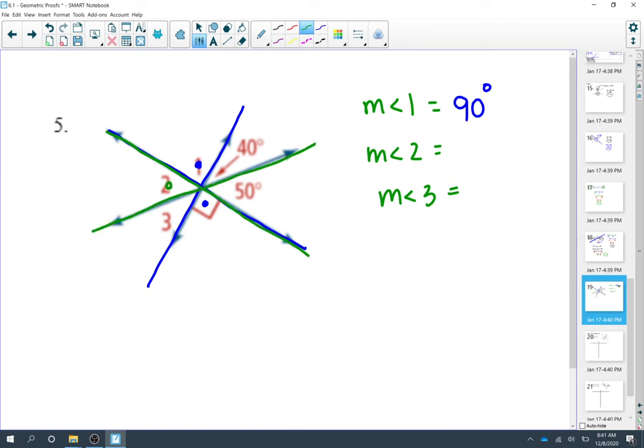Angle 2 is between here and here. Well, did you notice this guy and this guy are vertical angles? So then angle 2 must equal 50, so 50. And then angle 3, do you notice that this guy and this guy are vertical angles? So the measure of angle 3 must be 40.